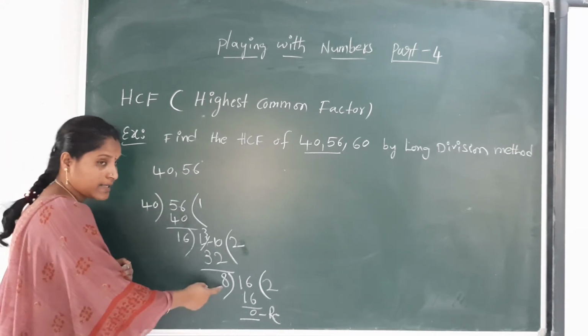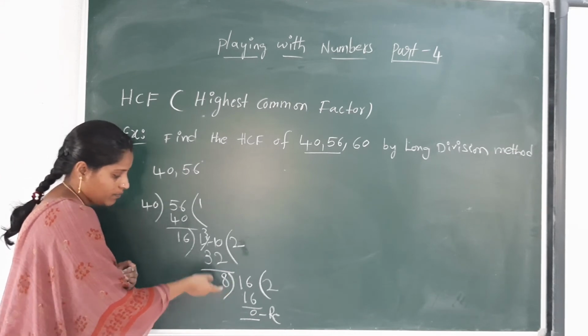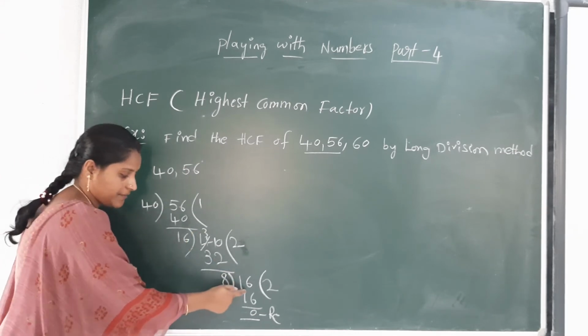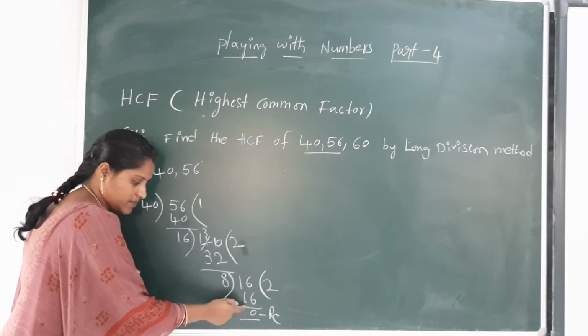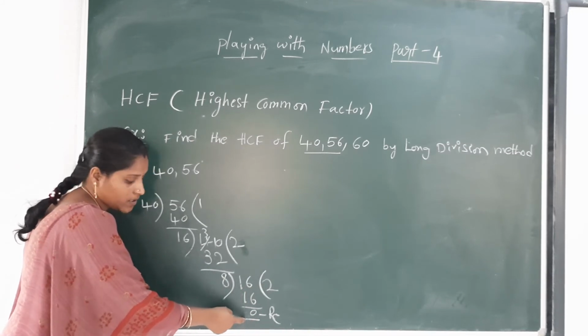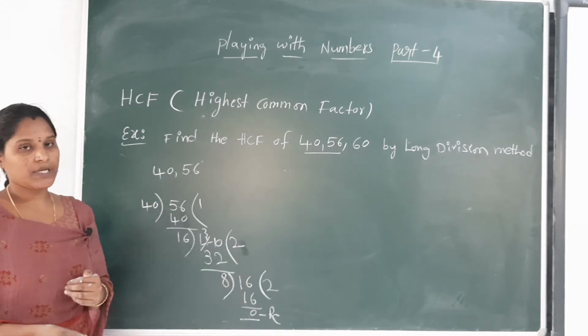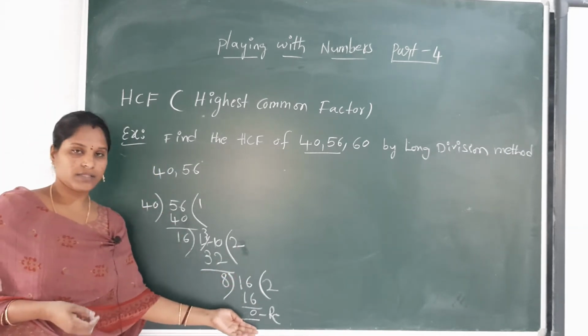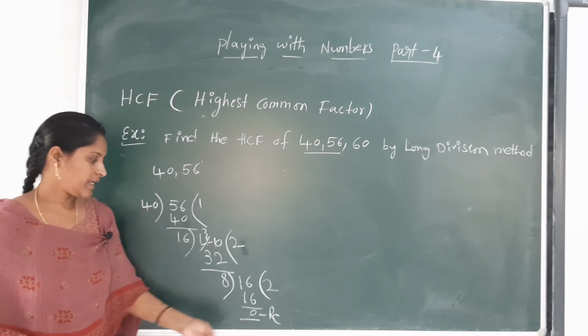Again this 8 as a divisor and the previous divisor 16 as dividend. 8 in 16, 2 times 8 is 16. 16 minus 16 is 0. Here we get 0 as the remainder. So up to here the process is completed. When we get the 0, only then the process will be completed.